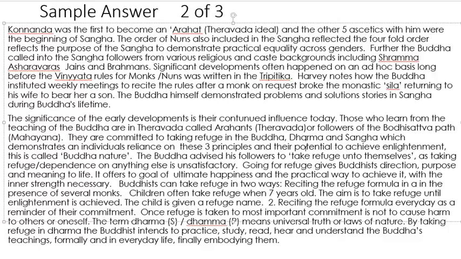Buddhists can take refuge in 2 ways: reciting the refuge formula in the presence of several monks. Children often take refuge when 7 years old. The aim is to take refuge until their enlightenment is achieved. The child is given a refuge name. Reciting the refuge formula every day is a reminder of their commitment. Once refuge is taken, the most common commitment is not to cause harm to others or oneself.